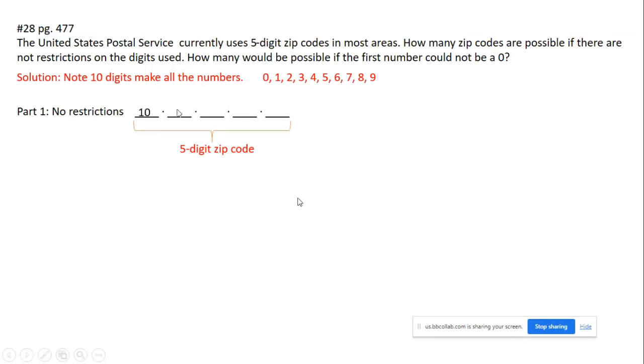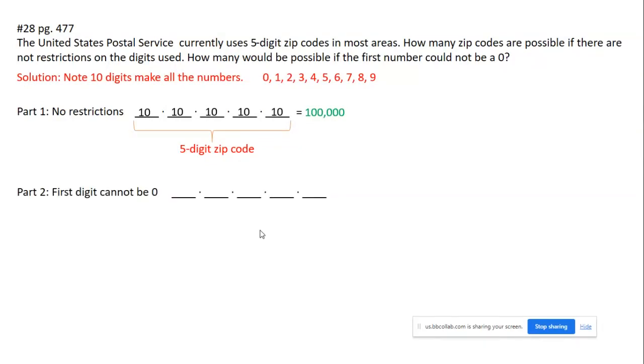5-digit zip code, again, I can choose any of these 10 for the first one, 10 for the second one, 10 for the third one, 10 for the fourth one, and 10 for the fifth one. I can choose any of these 10. So the number of possibilities that I can select or have a 5-digit zip code is multiplying all these numbers together, which is 100,000 possible zip codes that I can have.